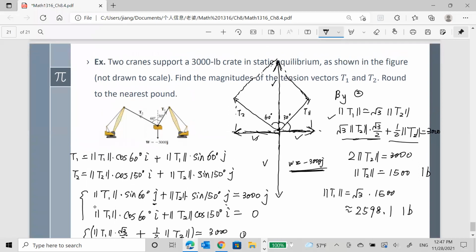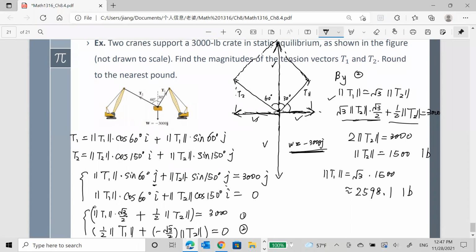Oh, the question asks us to round to the nearest pound. So we can't keep the 1 here, so I can omit the 1. So here is the solution for the magnitude of T1 and T2.